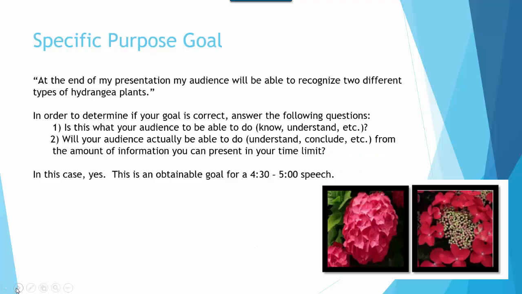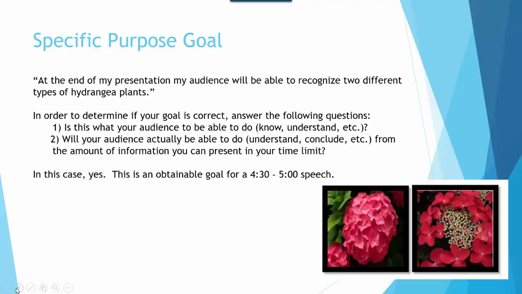Here's another example. At the end of my presentation, my audience will be able to recognize 2 different types of hydrangea plants. Well, to determine if this is correct, ask yourself a couple of questions. Is this really what you want your audience to do? Know, understand? Okay. And will your audience actually be able to do, know, understand, draw a conclusion from the amount of information you can present in your time limit?